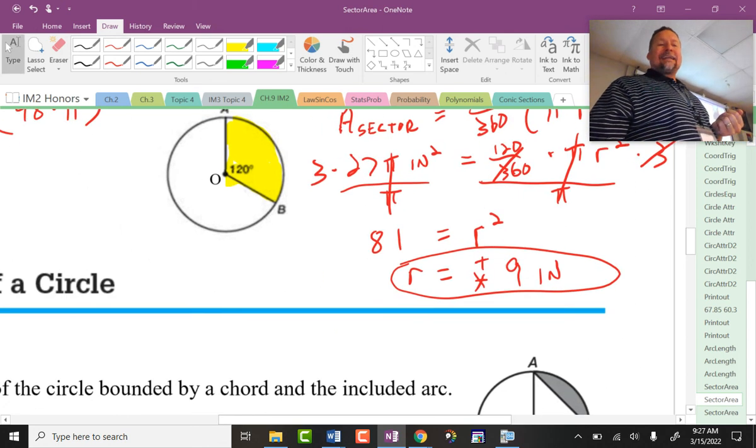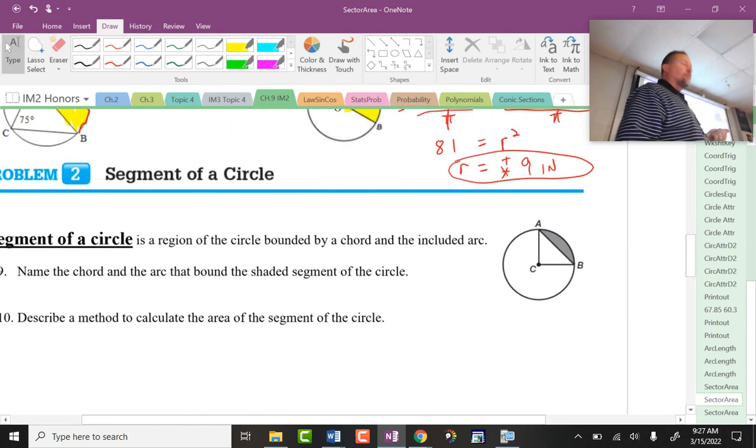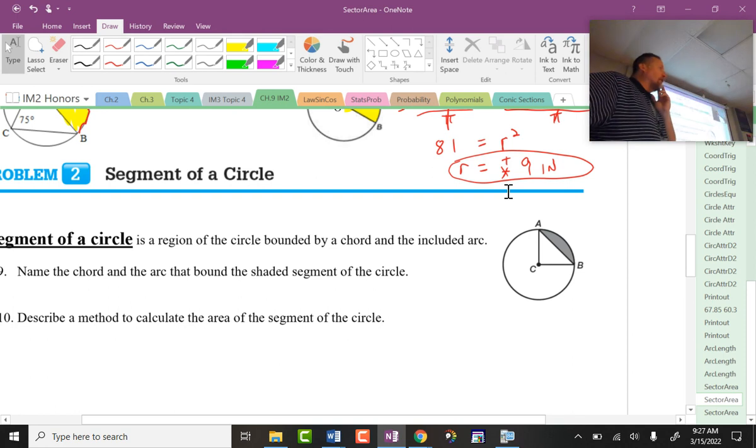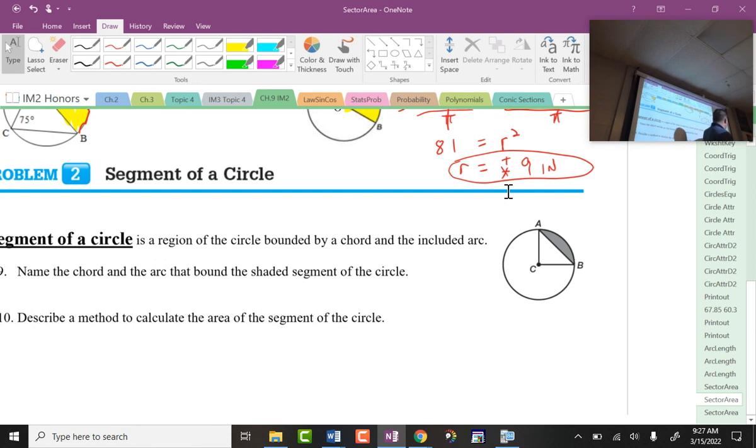Okay, so any question that mentions segment, if you can figure it out, go ahead and do it. If not, we'll talk about it tomorrow. It's really not a big deal, though. I bet if you put a little bit of thought into it, you'd figure out how to find the area of just this part right there. It's a very simple, basic concept.